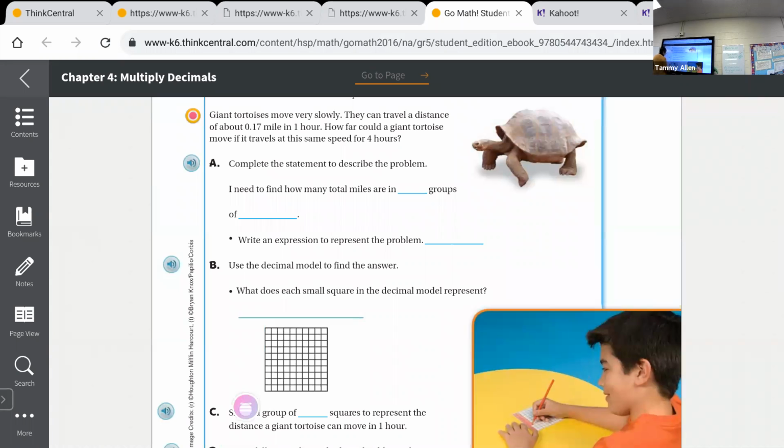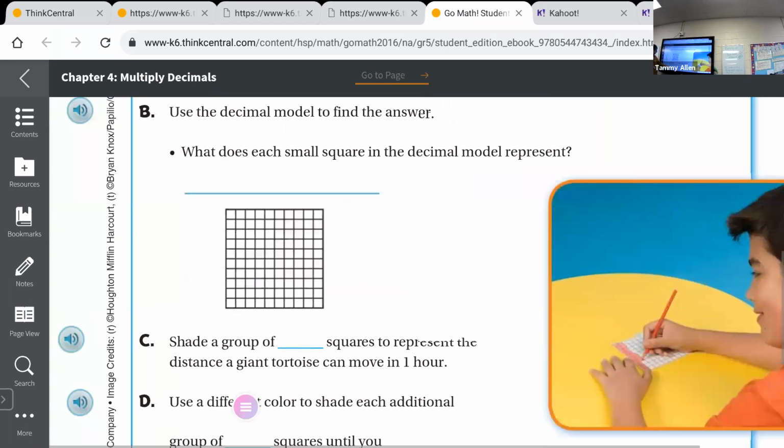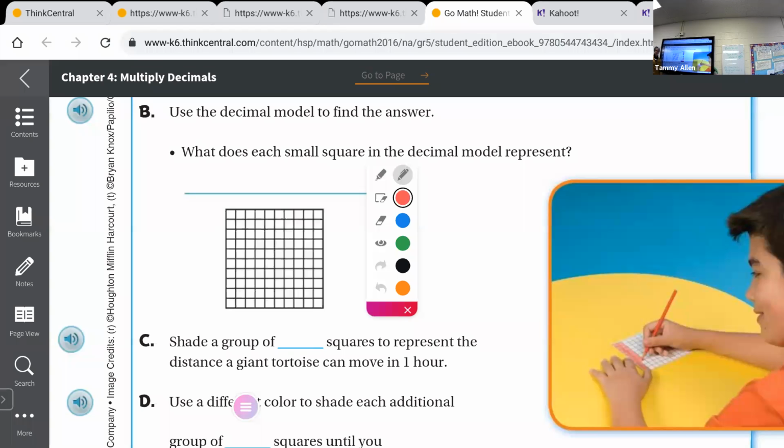All right, so here we go. We want to know how far he can go in 4 hours if he's only going 17/100 of a mile in 1 hour. Now, if you know anything about tortoises, they don't move very quickly. 4 hours, all right? So we use our 10 by 10 grid. We're trying to figure out how far it'll be in 4 hours. We want 4 groups of 17/100.